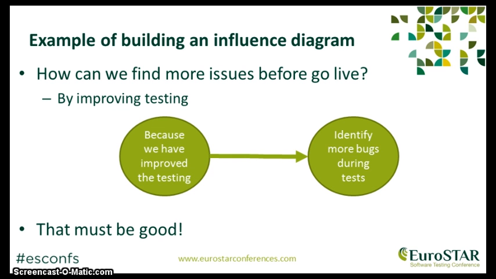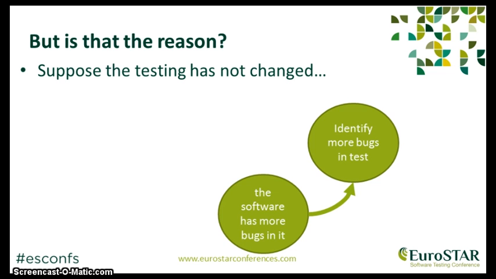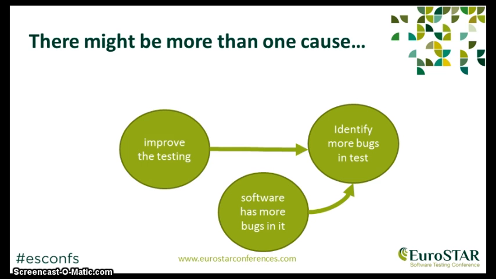So there we see a simple influence diagram. Because we've improved the testing, we're going to identify more bugs during tests, which must be good. But supposing we notice we're identifying more bugs, but we haven't changed anything in our practice of testing, there'll be a different reason. So there could be that the software's just got more bugs in it. So we can't now look at the metric that says we're finding more bugs and say we're doing better testing. That's not necessarily the case. In fact, both things may be going on simultaneously.